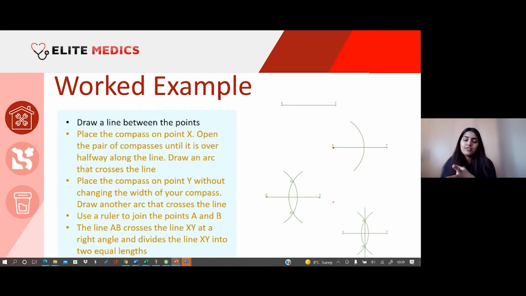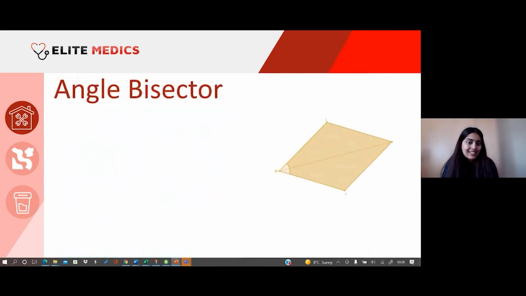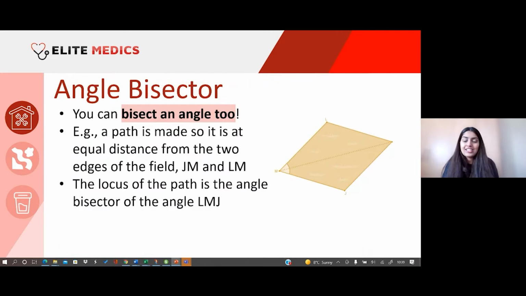So if you took a protractor, for example, to test what you've just done, your protractor should say that this line that you've just constructed is perpendicular to XY. Okay, so angle bisectors. Bisectors actually split up an angle into two equal pieces, rather than a line. So you can see here an angle bisector actually splits up this little area here from this little area here, which is quite nice.